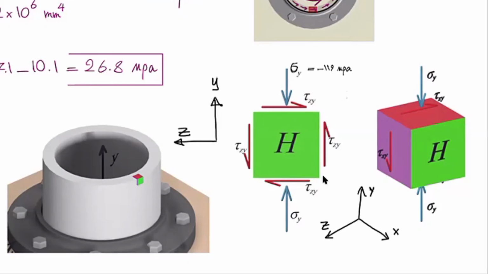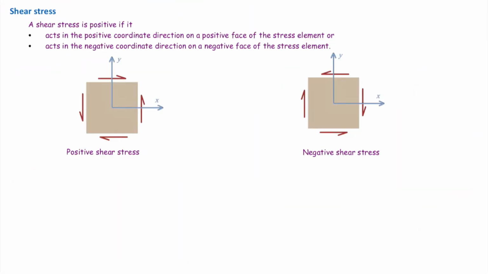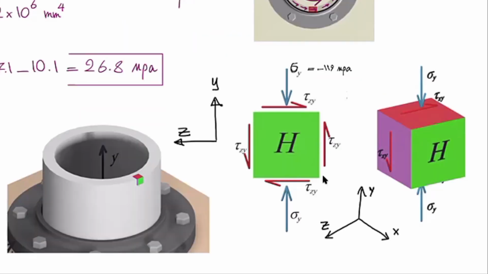Now, is this stress positive or negative? Remember, in order to determine sign of shear stress, we look at the right surface. If stress is upward, it's positive. If it's downward, it is negative. So sign of shear stress here is going to be positive. And that would give us the state of stress for this section.